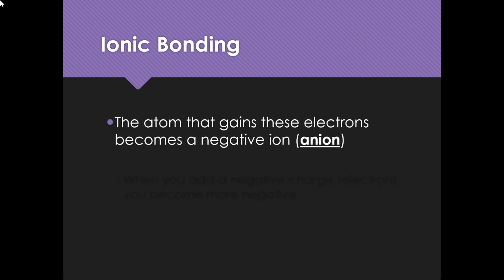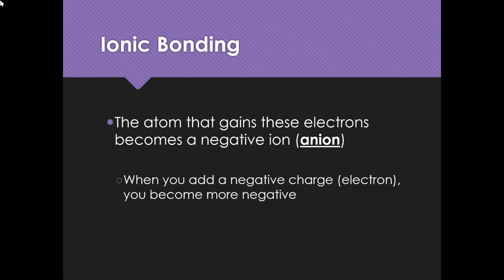An atom that gains electrons, that's what we call an anion. Again, a repeat of some vocabulary from an earlier unit. If you add electrons, you're adding negative things to the atom, and therefore the atom becomes negative.